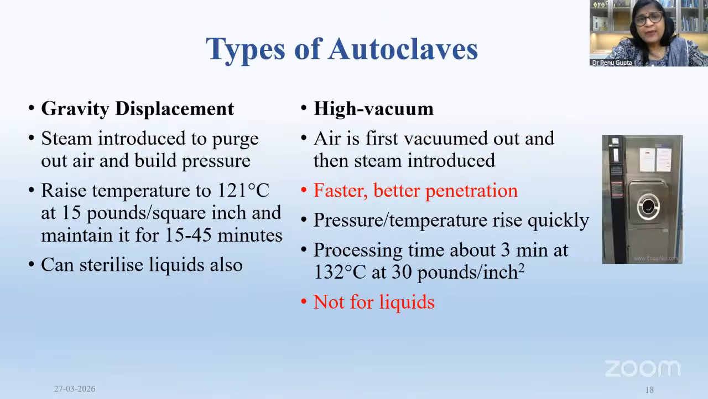Autoclaves are of different types. Most of us have a gravity displacement type of autoclave in the laboratory. But in CSSDs, which have very good instruments, they have the vacuum type. What is the basic difference?